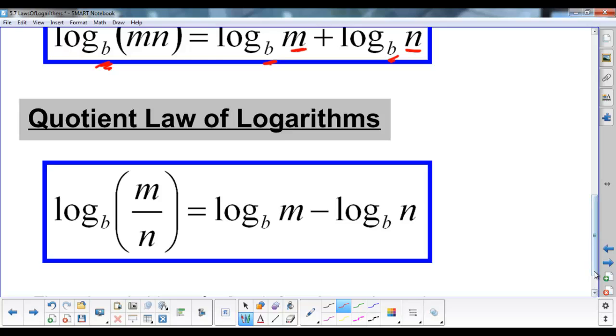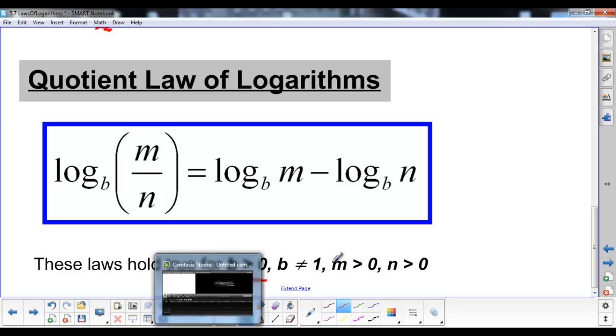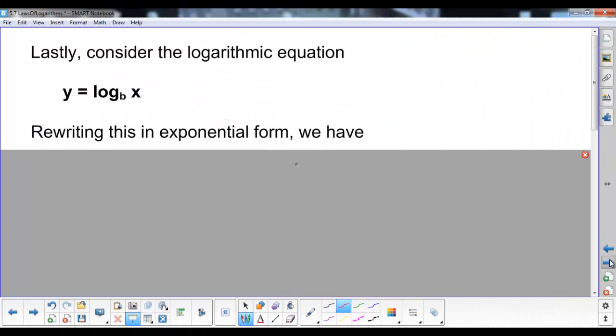Okay, and as always, our base must always be bigger than 0, but it will never be equal to 1, as well as the arguments in both terms must be greater than 0. So what we'll do now is come up with one more rule before we go ahead and do some examples.